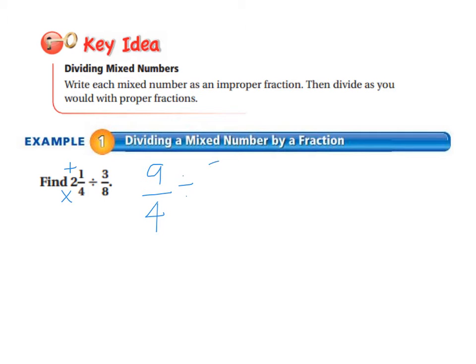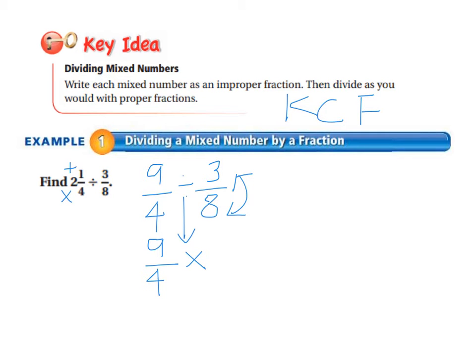Divided by 3/8 is the rest of my problem now. And I can go back to solving just as I did with proper fractions in the keep it, change it, flip it process, keeping the 9/4, changing the division to a multiplication, and flipping the 3/8 to its reciprocal 8/3.